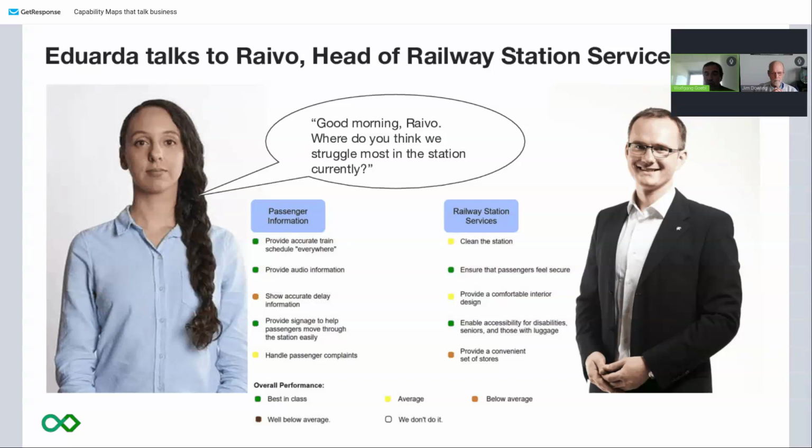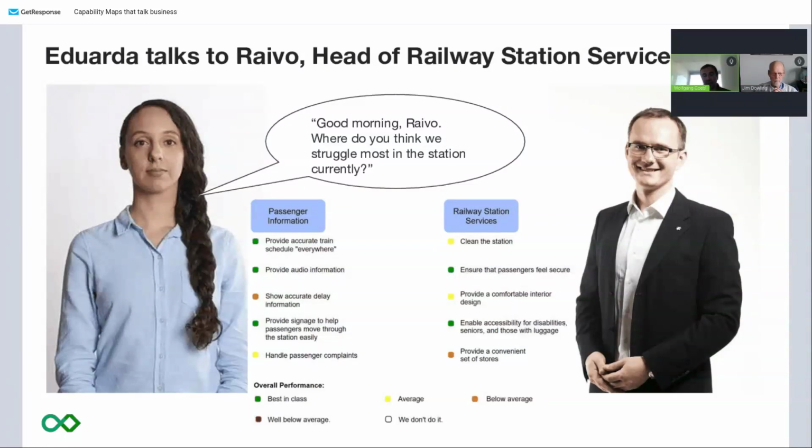So the average, cleaning the station, because Raivo said, okay, some stations can be filthy at times. Passengers feel secure, that's not a problem. Comfortable interior, some passengers complain sometimes. Provide a convenient set of stores is below average. So we have an orange here. It's not red, but it's below average and so on.